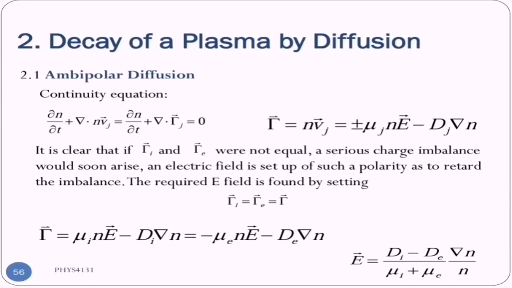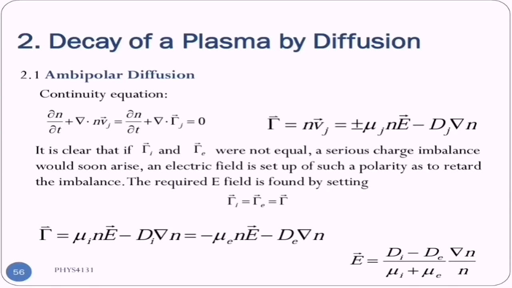The time derivative in the equation of motion will be negligible if the collision frequency v is very large. Then we will have partial n over partial t plus del dot nvj is equal to partial n over partial t plus del dot gamma j is equal to 0. It is clear that if gamma I and gamma E were not equal, then we would soon have a charge imbalance produced, due to which an electric field will be set up which will try to stop this imbalance.